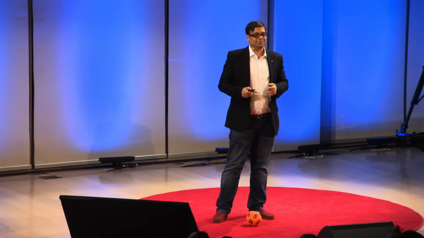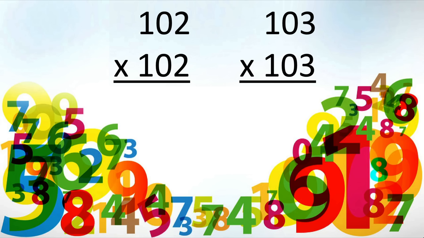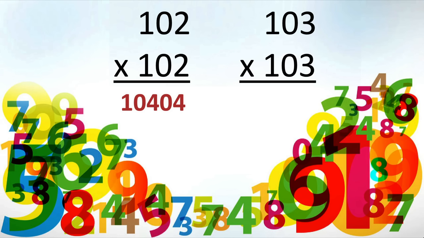Try the next one. Let's try 102 squared. Let's try everybody. So 102 would be 10404. Now the next one. Try it everybody together. I'll give you 5 seconds. Let's say it together. 10609, and that's the answer.